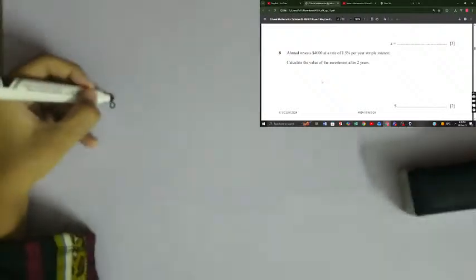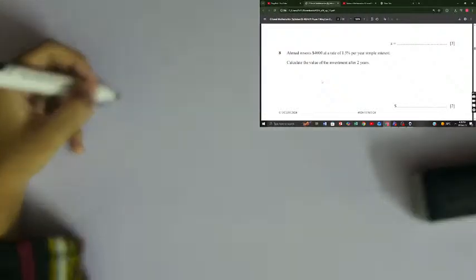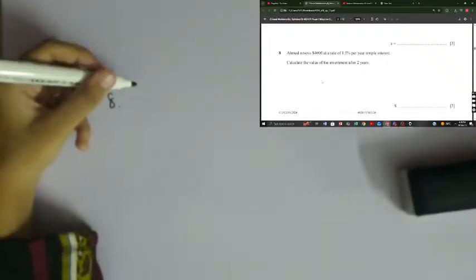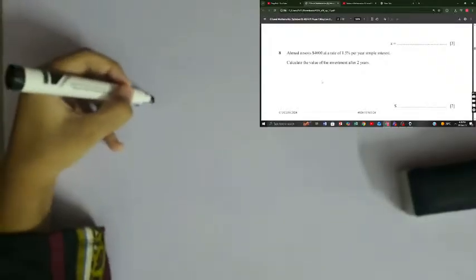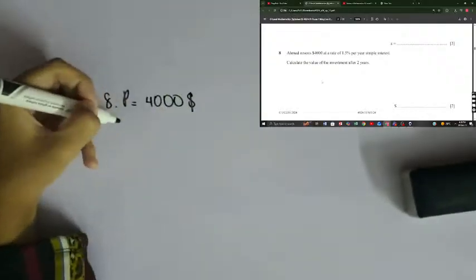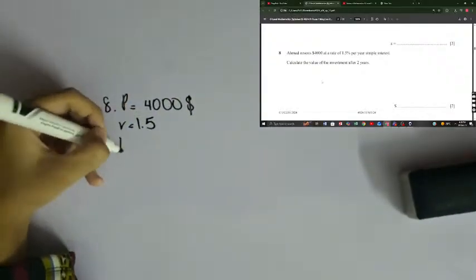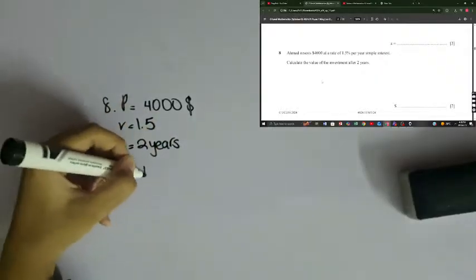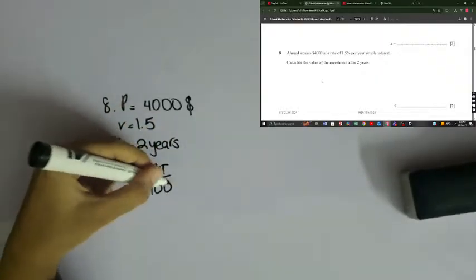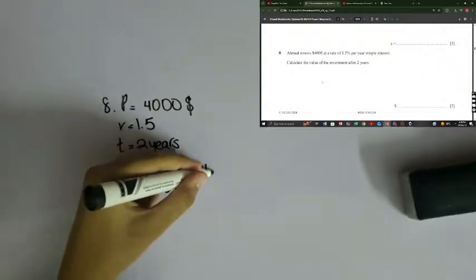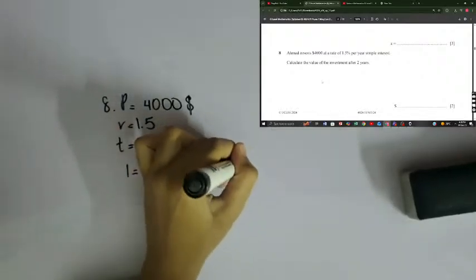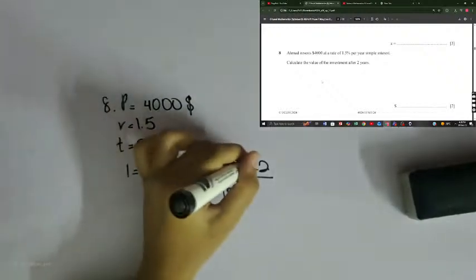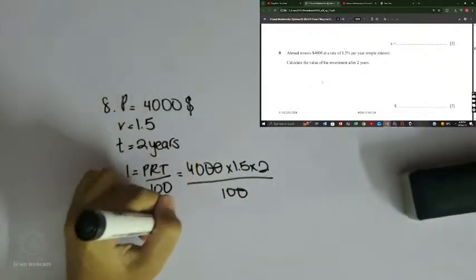So now we have that Ahmed invests $4,000 at a rate of 1.5% per year at simple interest. Calculate the value of the investment after 2 years. The principal is $4,000, the rate is 1.5, and the time is 2 years. According to the formula for simple interest, I is equal to PRT upon 100. Substituting the values, we get 4,000 multiplied by 1.5 multiplied by 2 upon 100. We cancel out these zeros. 2 times 1.5 is 3, and 3 times 40 is 120.